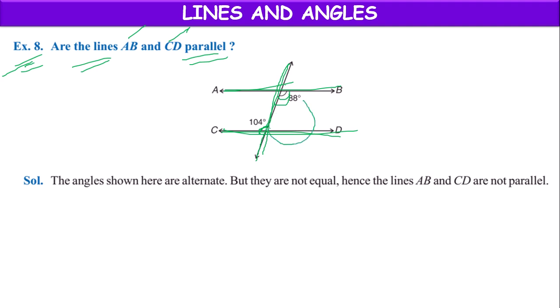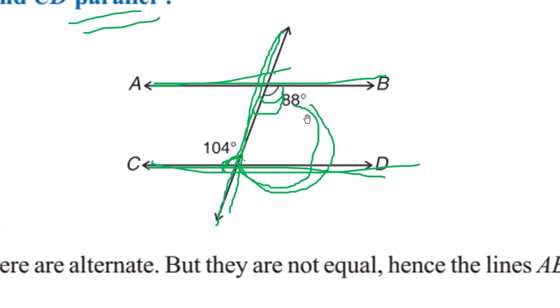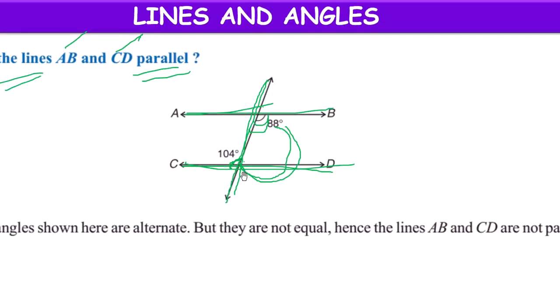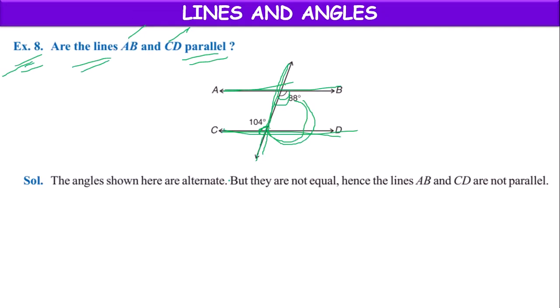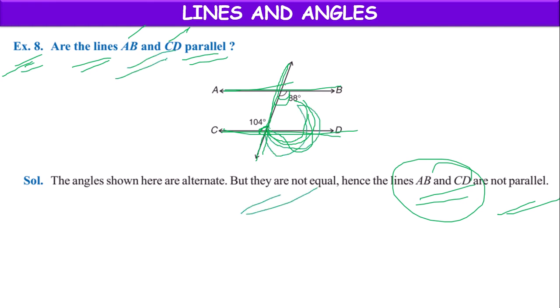These two angles will make an alternate angles pair, but this alternate angles pair is not equal according to the given values. So they are not parallel. The lines are not parallel. We have alternate angles, but those alternate angles are not equal. So they are not parallel lines. According to this property, we can check whether they are parallel or not.